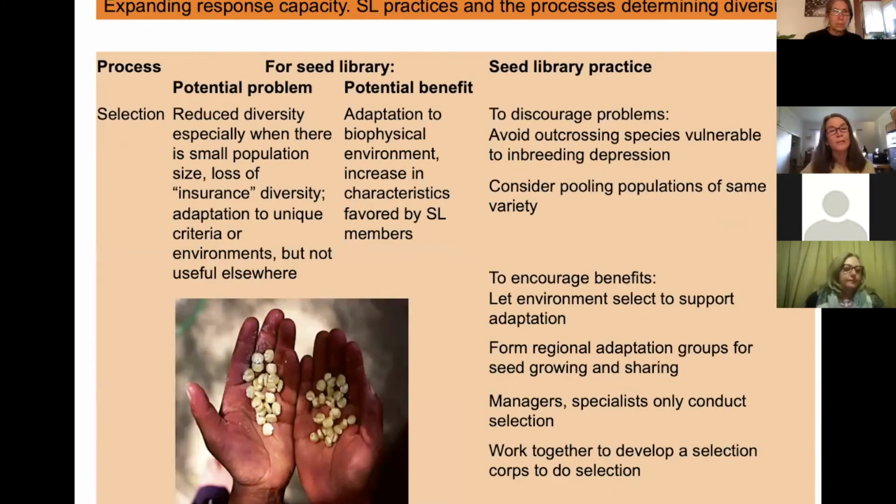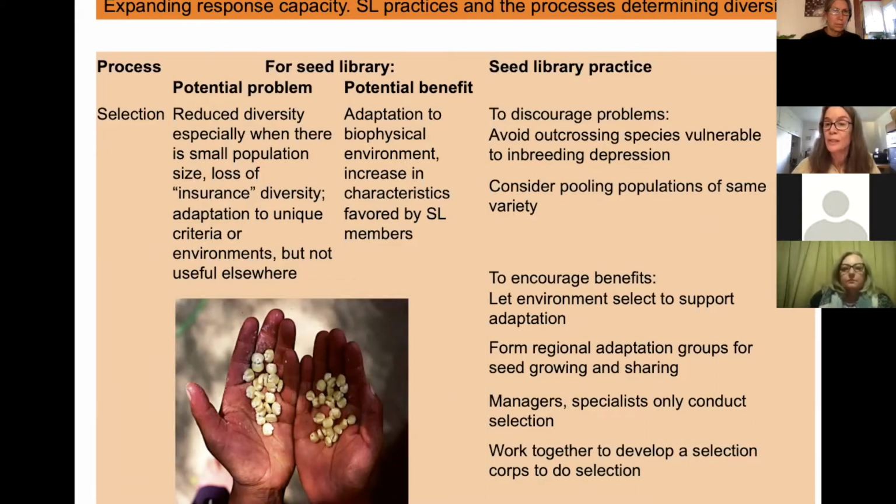The other process that determines diversity in crop populations that's really important in terms of diversity and adaptation is selection. So selection is basically favoring one individual or a set of individuals for contributing genes to the next generation. So it can be a problem when selection is very severe, when the selection differential is very strong.